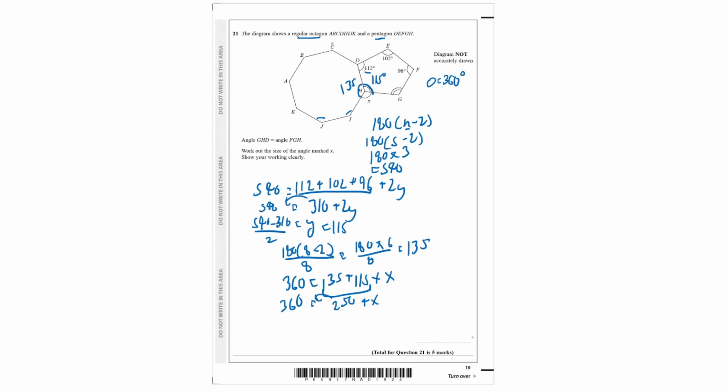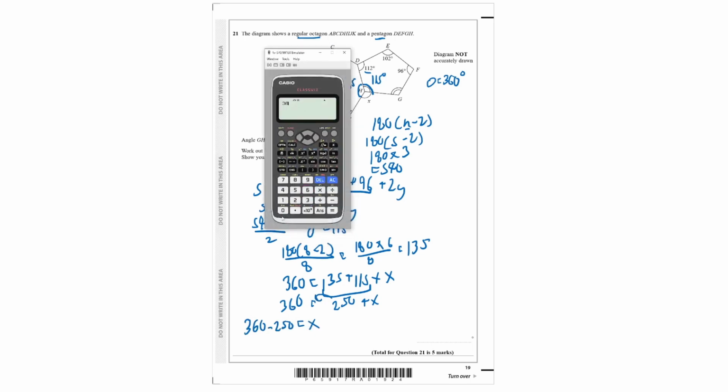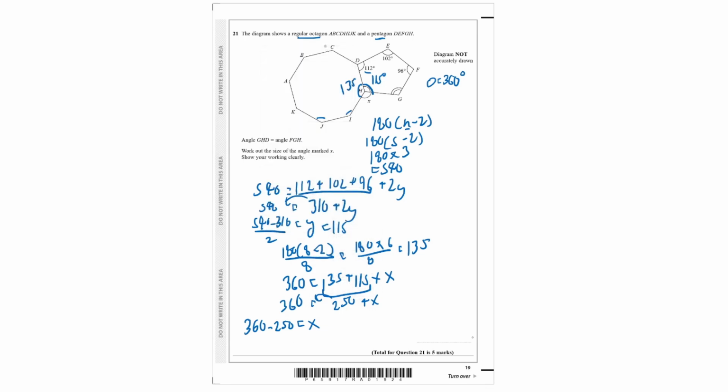We can bring this to the other side, and we have 360 minus 250 is equal to x. So we can use our calculator one last time. We have 360 minus 250 gives us 110 degrees. So x is 110 degrees.